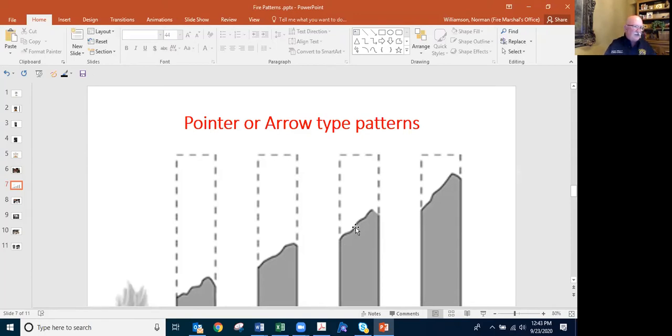Try to recognize the difference between an arrow type pattern and a V pattern. You're going to have arrows on V patterns, but your V patterns are going to be on both sides. Your arrows are going to be on both sides. So I want everybody to understand that for sure.